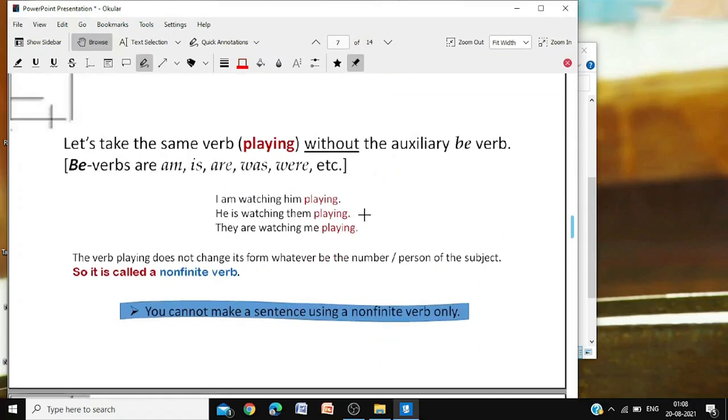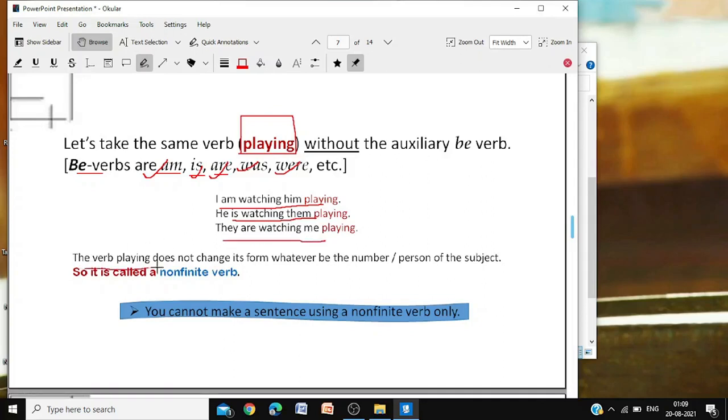Now let's take the same verb playing without the auxiliary be verb. And you may recall that be verbs are am, is, are, was, were. These are called be verbs. Now we are going to use the same verb, playing, without the be verb, without am, without is, without are. I am watching him playing. He is watching them playing. They are watching me playing.